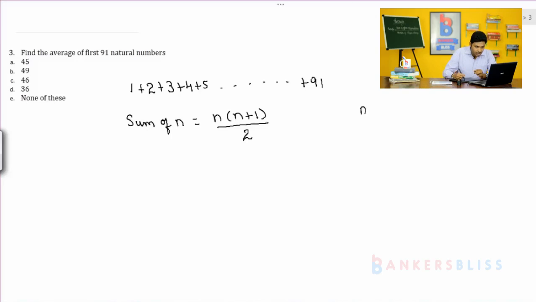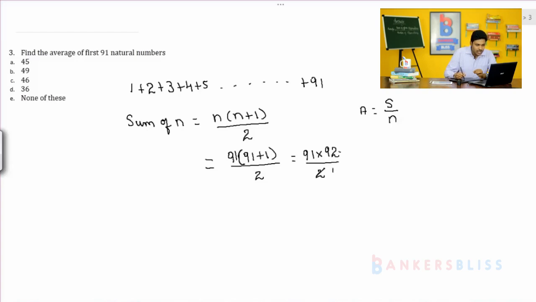average is equal to sum by n, sum of the observations by number of the observations. So, I have to calculate the sum of the numbers. The sum of n numbers is equal to n into n plus 1 by 2, that formula we can use. So, which is equal to 91 into 91 plus 1 whole divided by 2. So, which is equal to 91 into 92 by 2.